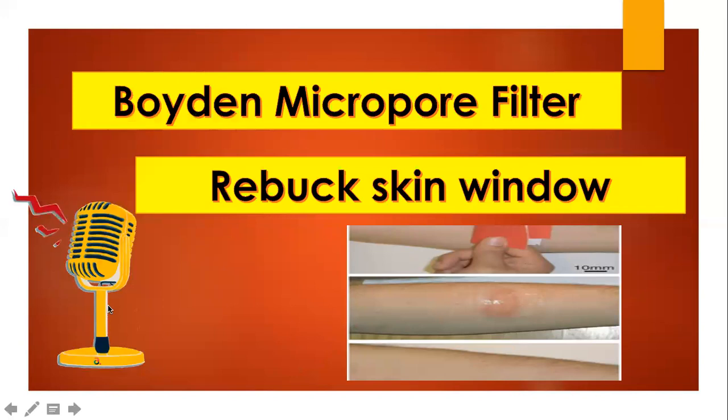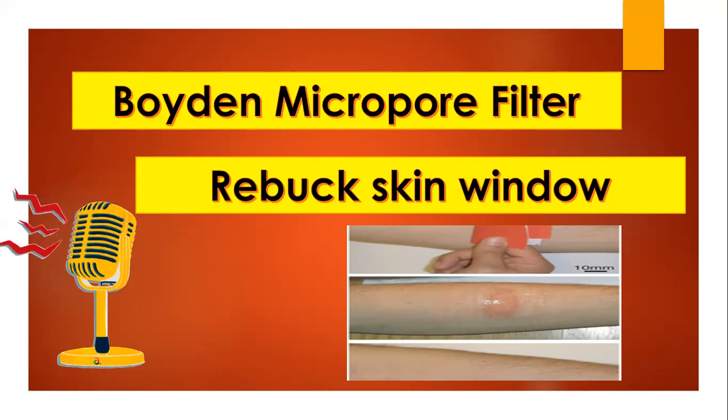And for the other tests for neutrophil function, we have the last two, starting with the Boyden micropore filter. What is the Boyden micropore filter? This test tests the migration of the normal neutrophil in response to a chemotactic factor. It's for leukocyte chemotaxis. So in other terms, the main purpose of the Boyden micropore filter is testing normal leukocyte chemotaxis.